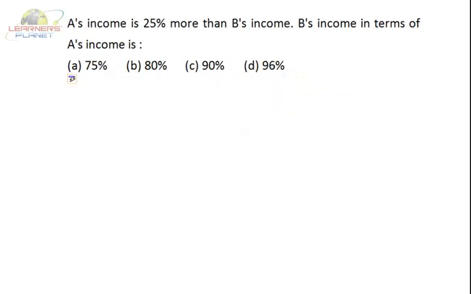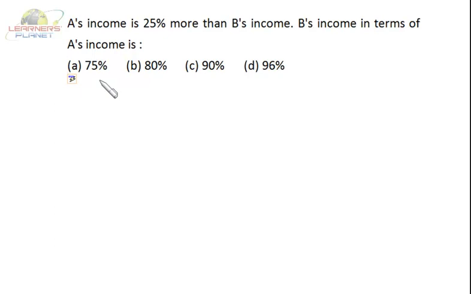Now friends, let's see this question. A's income is 25% more than B's income. Then B's income in terms of A's income is what? Friends, very simple question. Not even paper is required to solve this problem. Further, we'll come to the concept that if my income is double of yours, then definitely your income is half of mine. Similarly, if my income is 3 times yours, then your income will be 1/3 of mine. Or if my income is 4 times yours, then your income is 1/4 of mine.